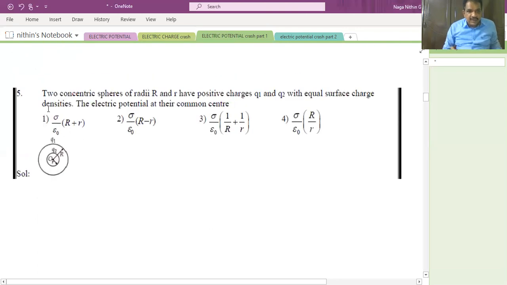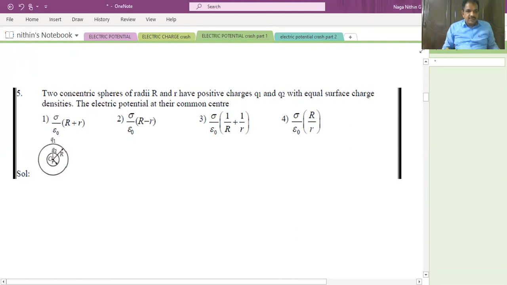Next, two concentric spheres are there, the radii capital R and small r. Positive charges are there, Q1 and Q2, with equal surface charge densities. Electric potential at the center will be how much? So both are having the same surface charge density. So two spheres are there like this. Okay, what is the potential at the center?